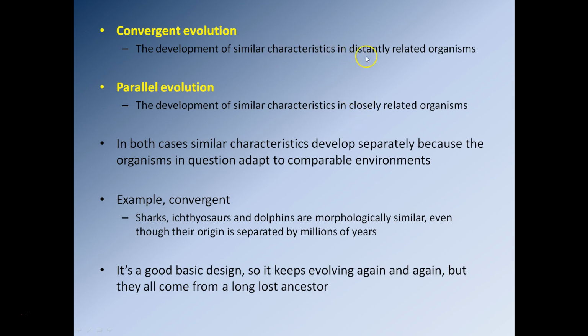If they develop similar traits and they're distantly related, it's convergent evolution. If they develop similar traits and they're closely related, it's parallel evolution. In both cases, similar characteristics develop separately because the organism in question adapted to comparable environments. So an example of convergent evolution is sharks, ichthyosaurs, and dolphins. They are morphologically similar. Their body shape is the same, even though the origin of each of these species is separated by millions of years.